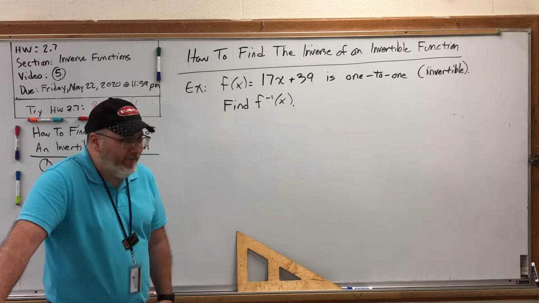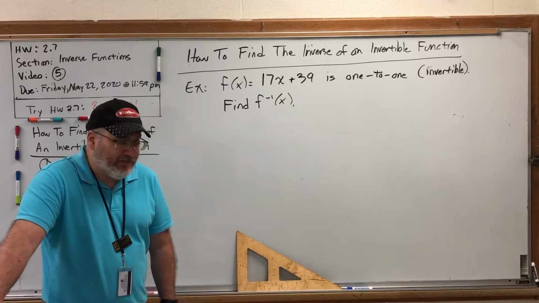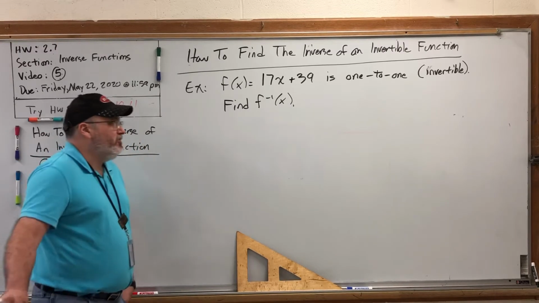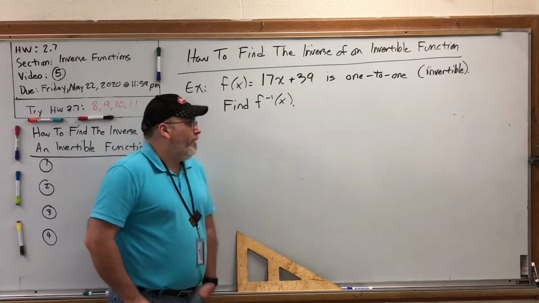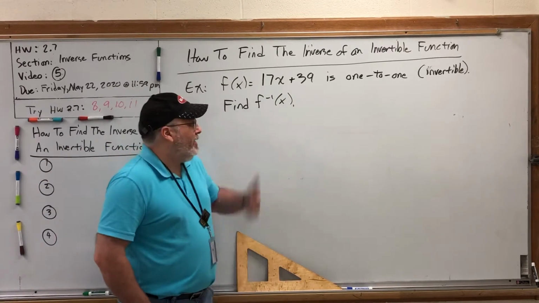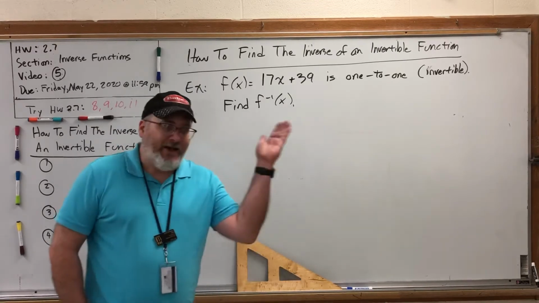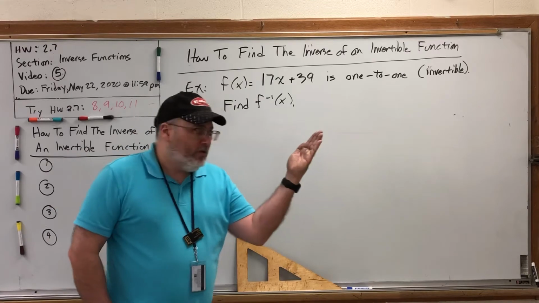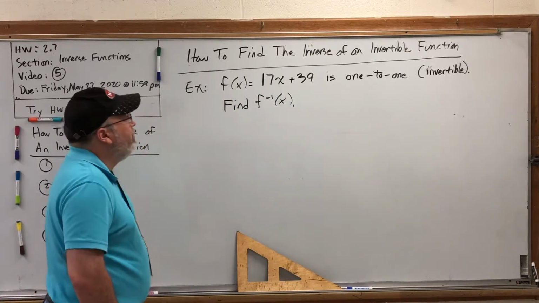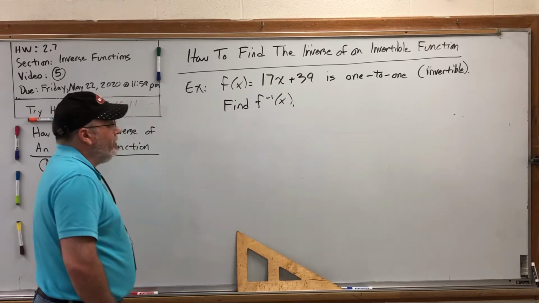Now sometimes they're obvious, like the inverse of multiplying by 2 would be dividing by 2. But what about a function like f of x equals 17x plus 39? I'm telling you it's one-to-one, but it would be easy to check. That's a line. It's a steep one because its slope is 17, but it's a line and it's not vertical, and it's not horizontal, so it passes the horizontal line test. So it has an inverse, but how do we find it?